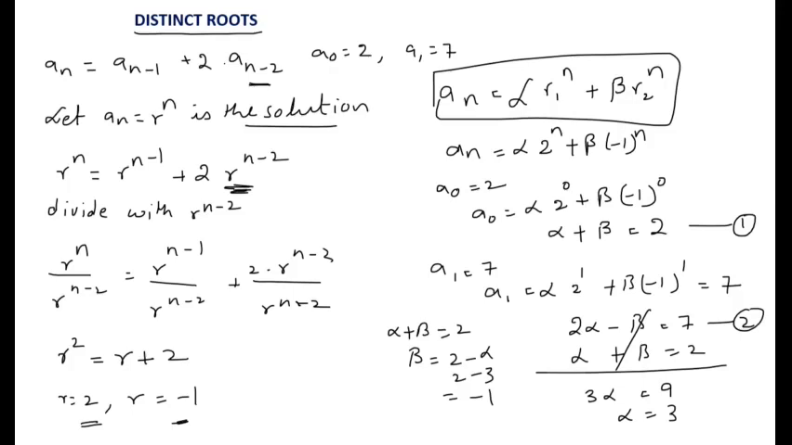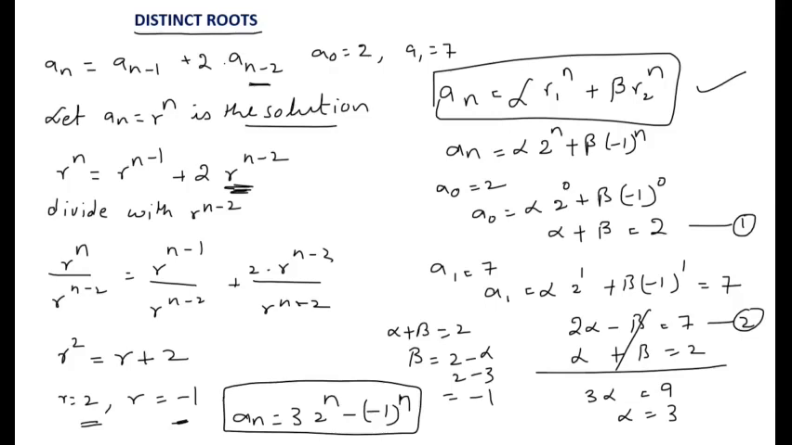So we will substitute alpha beta values in this one. We will get the recurrence relation solution. That is an equal to, alpha value is 3, so 3 into 2 power n, beta value is minus 1, so minus 1 into minus 1 whole power n. So this is the solution for the given recurrence relation when roots are distinct.